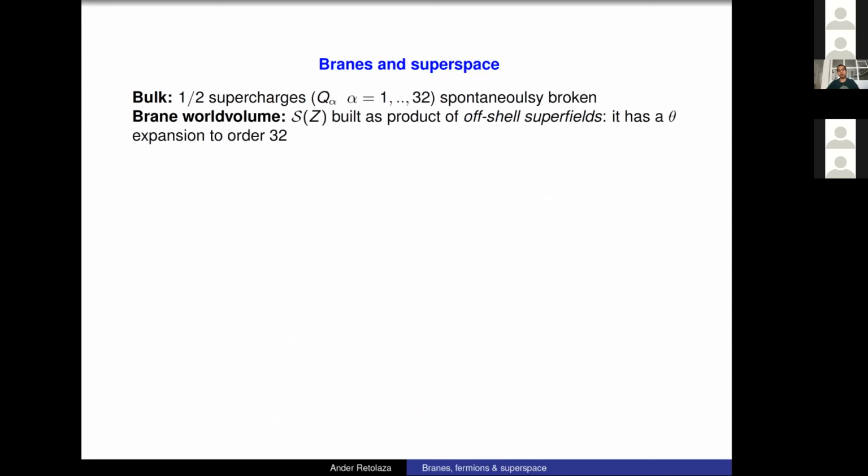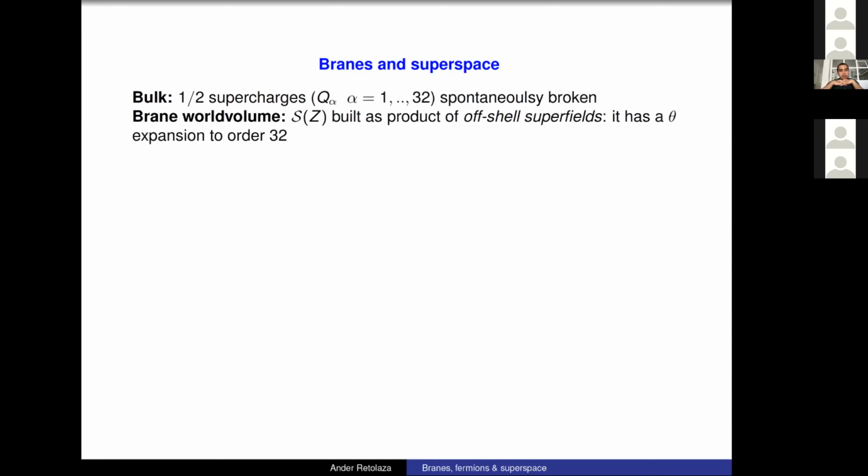And with this picture in mind, let's go back to what I said before. From the bulk perspective, if I have a brane, and I'm going to consider branes in asymptotically flat backgrounds, this breaks half of the supercharges spontaneously. And as I said, there's going to be a series of goldstinos associated to it. And this will appear as fermionic degrees of freedom on the brane, of course.